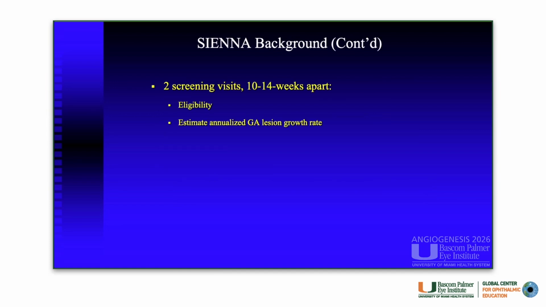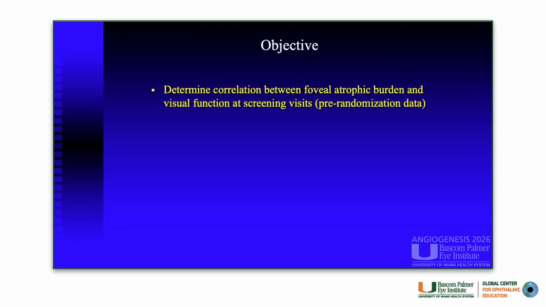There were 2 screening visits, and this is important for the analysis that we did. These were 10 to 14 weeks apart, and we identified eligibility and also determined the estimated annualized geographic atrophy growth rate over that period of the 2 screening visits. The purpose of the study that I'm going to show to you is to determine the correlation between the foveal atrophic burden and the visual function at screening visits. And so this was really pre-randomization data.